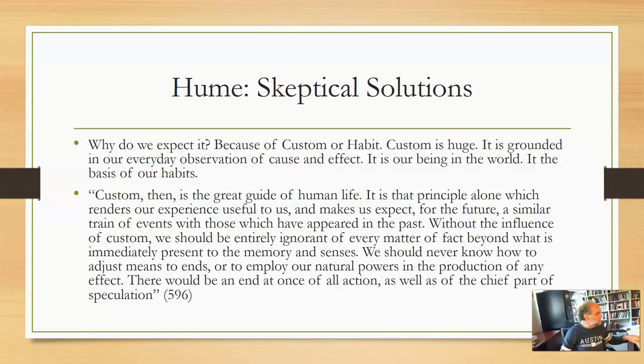On 595, Hume has a long paragraph that describes custom. That goes on to 596. He basically says a lot of the things I just said, not quite the way I did, of course. I updated them. But his conclusion is right here: custom then is the great guide of human life. It is that principle alone which renders our experience useful to us and makes us expect for the future a similar train of events with those which have appeared in the past. Without the influence of custom, we should be entirely ignorant of every matter of fact beyond what is immediately present to the memory and senses. We should never know how to adjust means to ends or to employ our natural powers in the production of any effect. There would be an end at once of all action as well as a chief part of speculation.